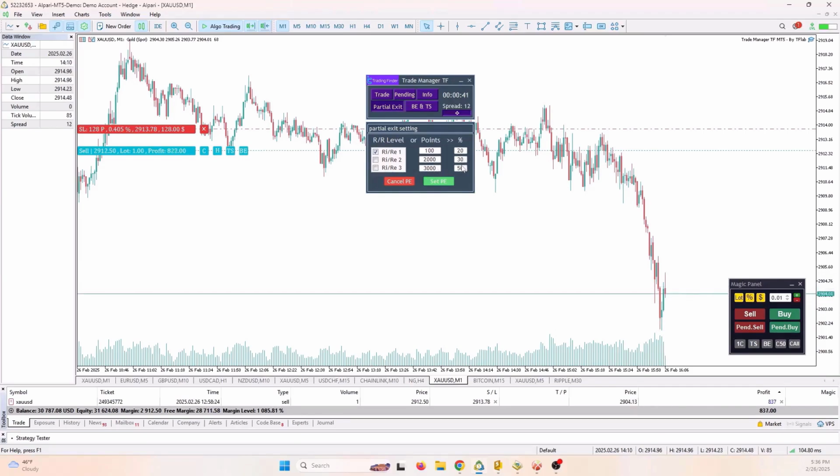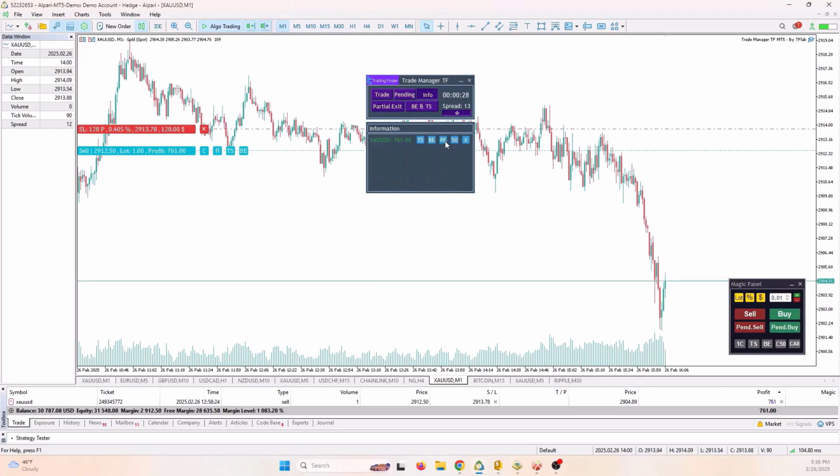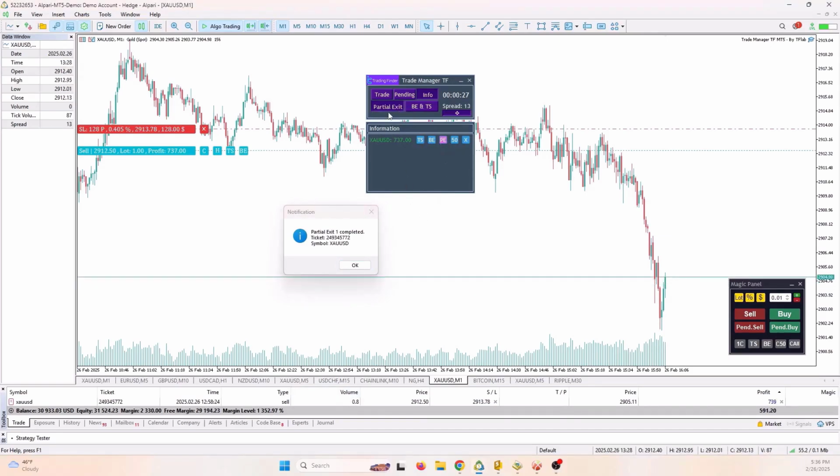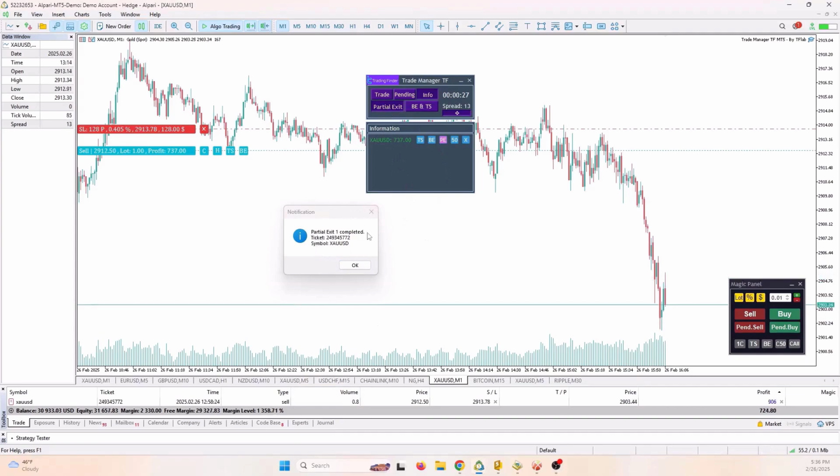My volume was 1 lot, and it reduced 20% of it. It returned this message showing the first partial exit has been executed, and it shows the order ticket and the symbol where this happened.